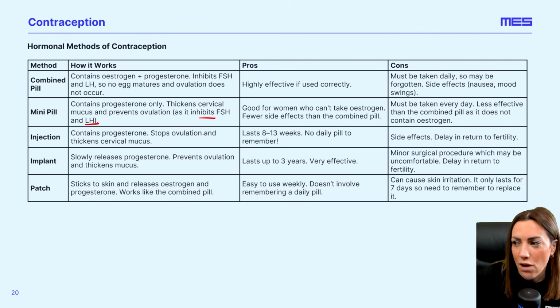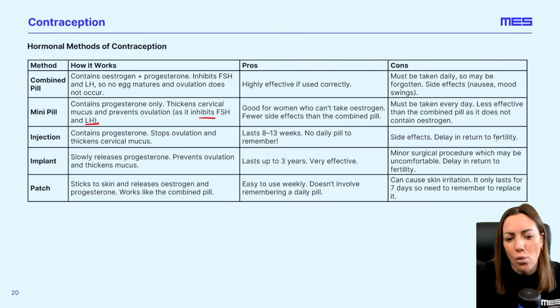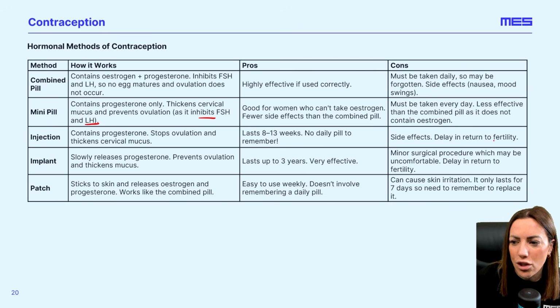The injection is an injection of progesterone. We know that progesterone will stop ovulation because it inhibits both FSH and LH, same as the pills. It also thickens cervical mucus, which makes it very difficult for sperm cells to reach any egg cell. It lasts longer, so 8 to 13 weeks. You don't have to remember the length, but it does last longer. No daily pill to remember. Again, there are side effects and there can be a delay in returning to fertility. So if you decided that you did want to get pregnant, you would have to wait a little while before your fertility returned to normal.